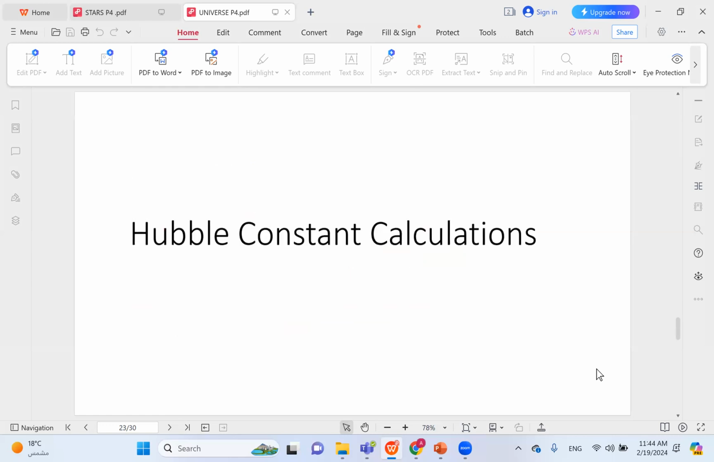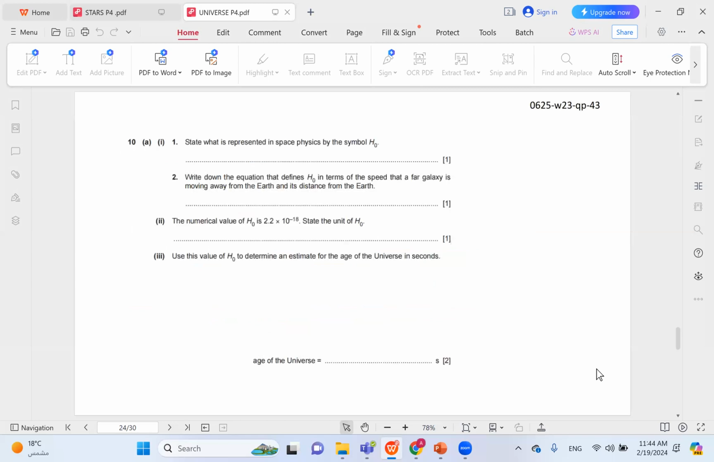Hubble constant calculations is the final section of this video. Now we get into a bit of mathematics. State what is represented in space physics by the symbol h naught. We said that this is Hubble's constant. Write down an equation that defines h naught in terms of speed that the far galaxy is moving away from Earth and its distance from the Earth.